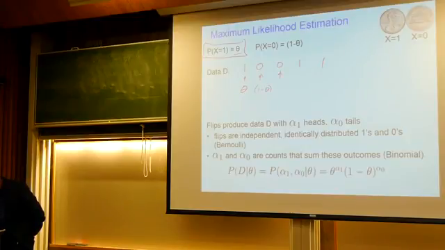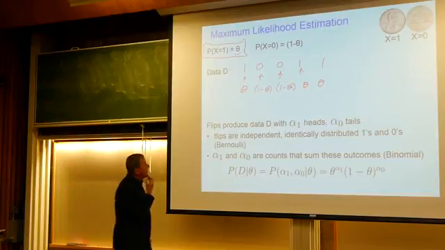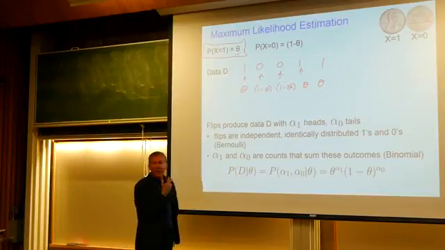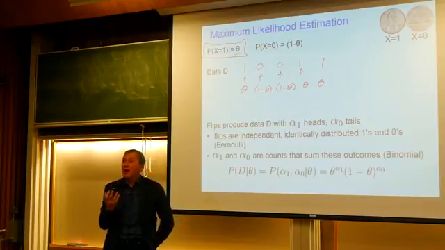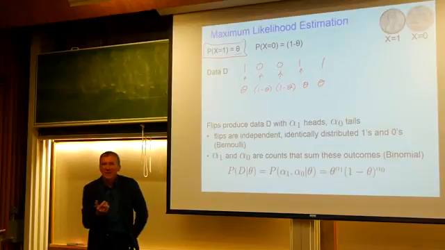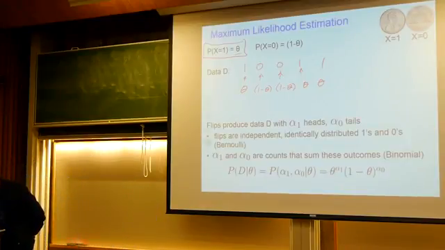This one, again. Oh, so you see what's going on here. Every time I get a 1, the probability is theta. Every time I get a 0, the probability is 1 minus theta. What's the probability that all 5 of those things will happen if they're independent flips? Right. Then it's just the product of these.